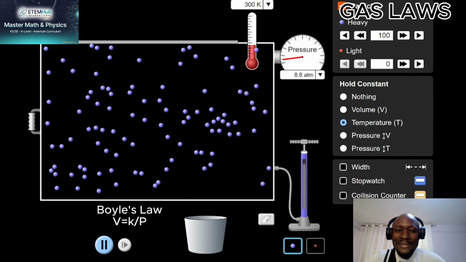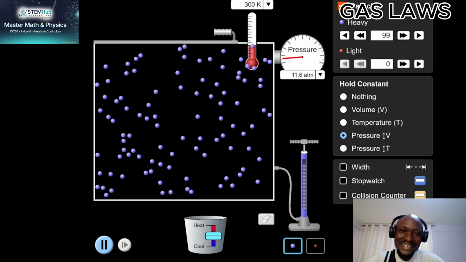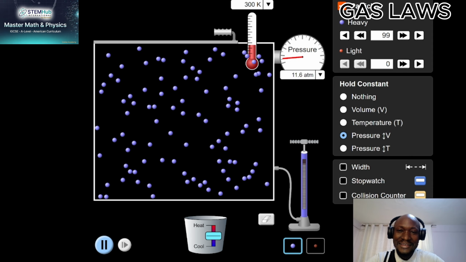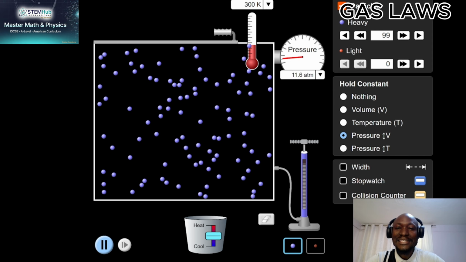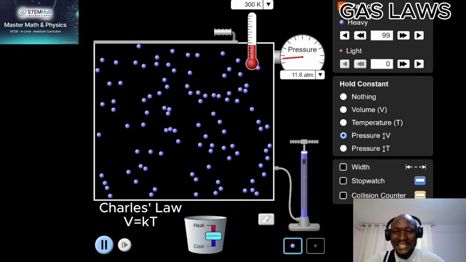Inject some air particles, and this time round, we want to compare volume and temperature, meaning we shall put the pressure constant. Someone tell us which law is this one? On a count of 3, 2, and 1. You're right, it is Charles' law. Charles' law compares volume and temperature at a constant pressure.